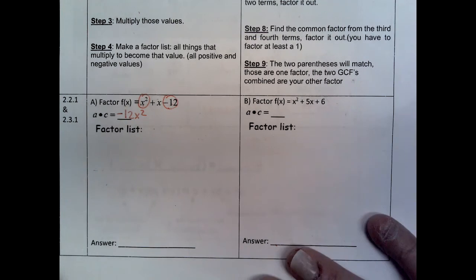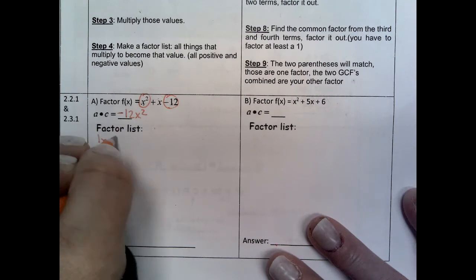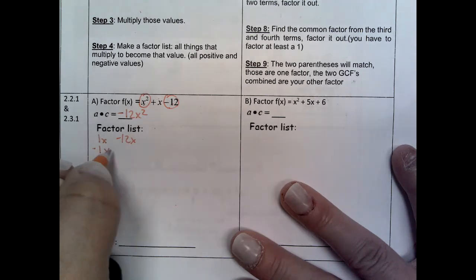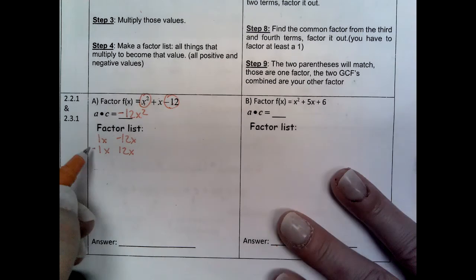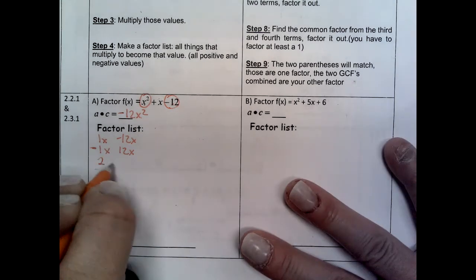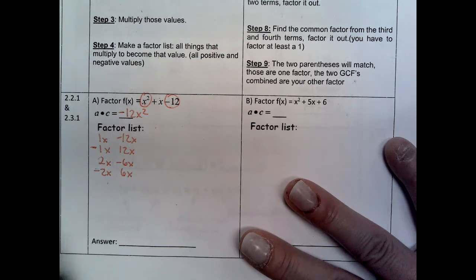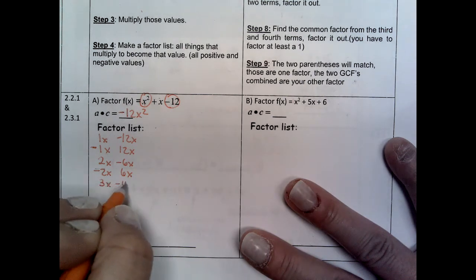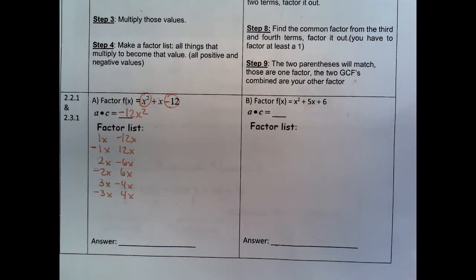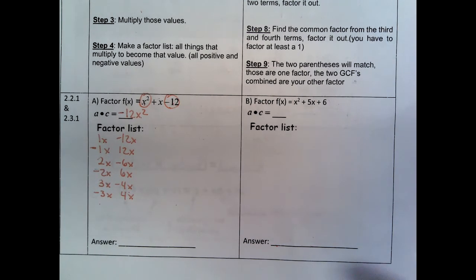Now I need to make a factor list. My factor list are all numbers that multiply to negative 12x squared. So 1x times negative 12x multiplies to negative 12x squared, or negative 1x and positive 12x. I have to make sure that I use all the positives and negatives. So I'm going to keep going. So 2x times negative 6x, or negative 2x times 6x. 3x times negative 4x, or negative 3x times positive 4x. And then I keep going and I would be at 4, which I've already got. So I'm done. That's as much of my list as I can do.